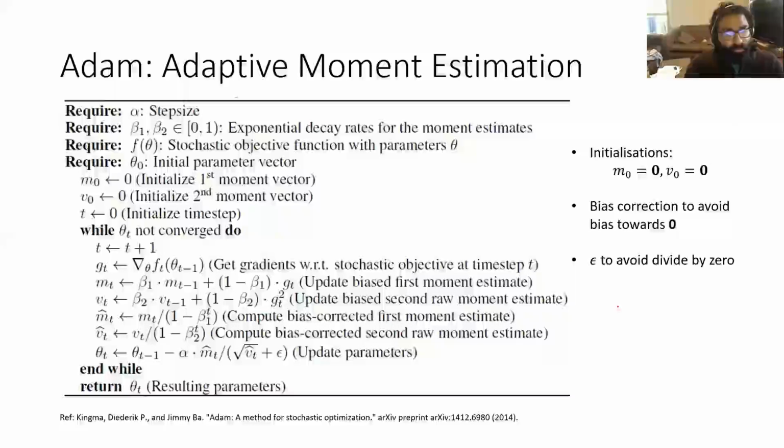The epsilon here is used to avoid divide by 0. In case your corrected VT is 0, you have to avoid divide by 0, hence epsilon is used.